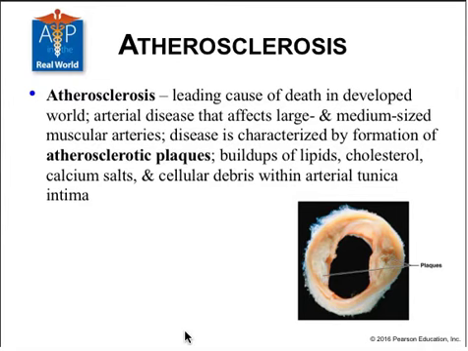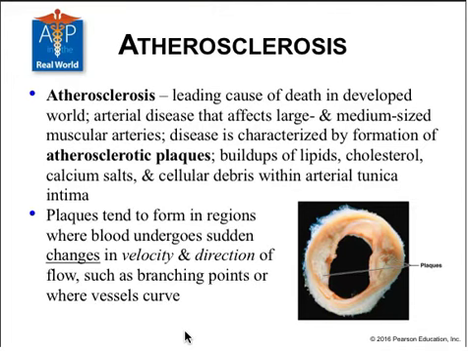Now, atherosclerosis is the leading cause of death in the developed world. Arterial disease that affects large and medium-sized muscular arteries is frequently seen amongst Western populations due primarily to the presence of the high amount of saturated fat and cholesterol present in our diet. The disease is characterized by the formation of arteriosclerotic plaques, which are buildups of lipids, cholesterol, calcium salts, and cellular debris within the arterial tunica intima.